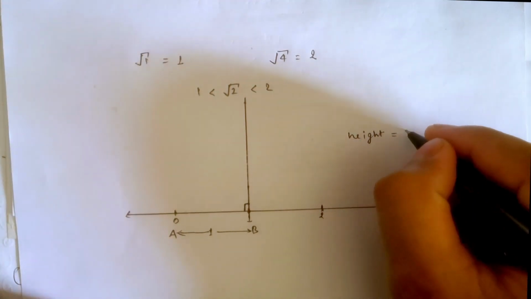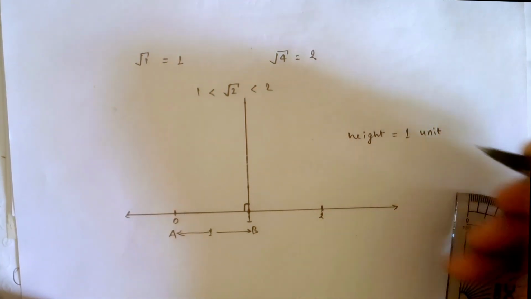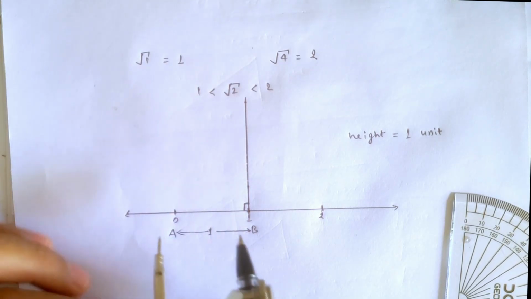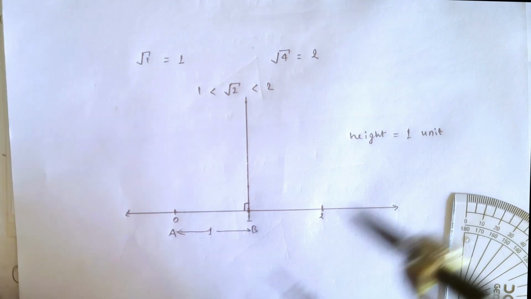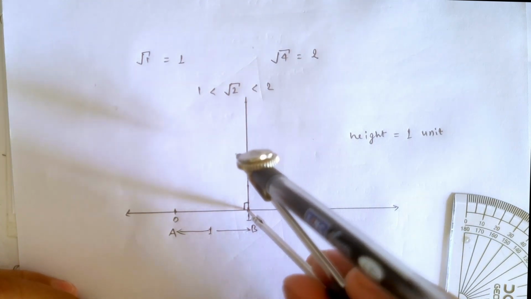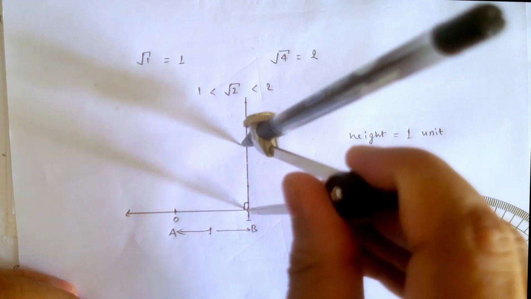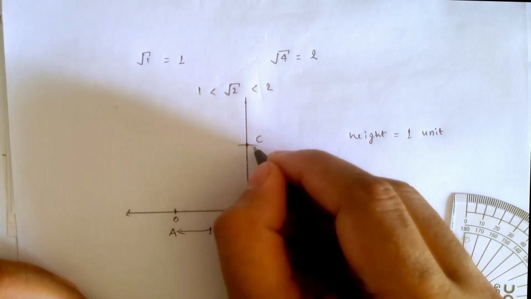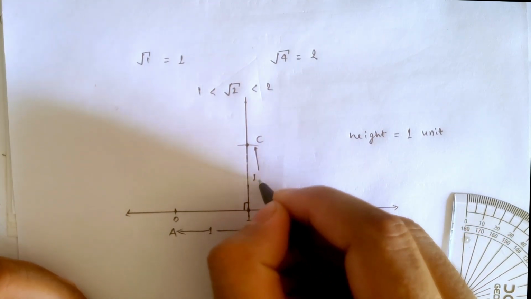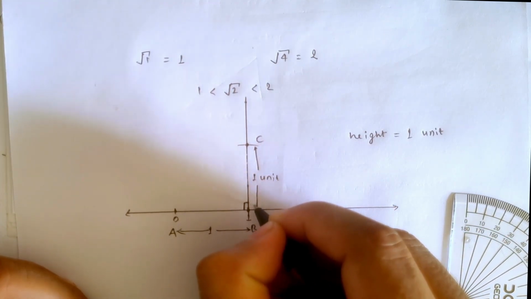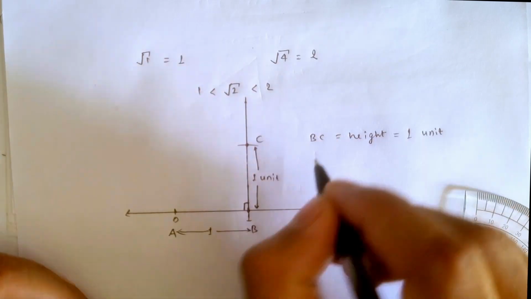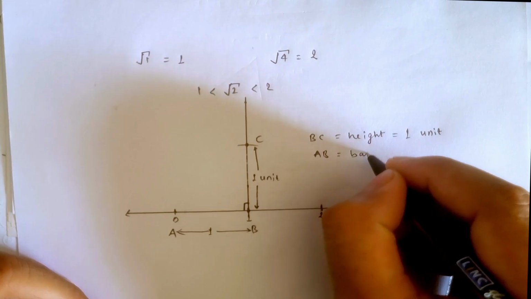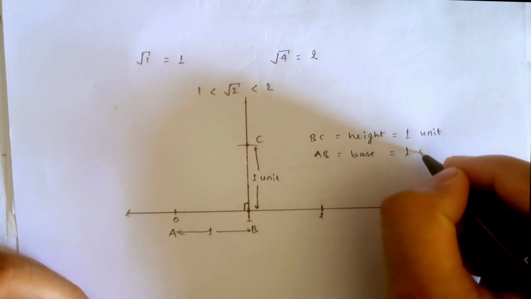Now mark height 1 unit on the perpendicular line. To do that, we take our compass and measure 1 unit. Mark 1 unit on the perpendicular line. Name this point as C. Here BC is 1 unit. Height is BC. We have already constructed AB, which is our base of 1 unit.